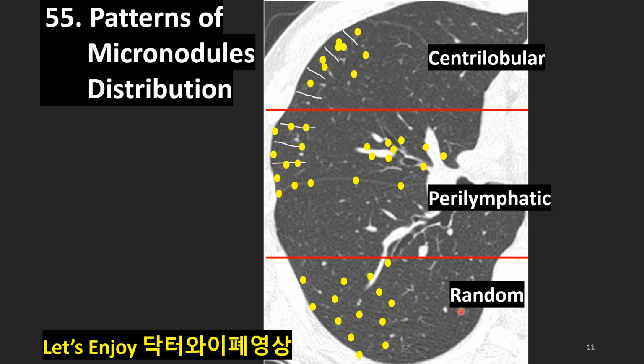And the last one, the random distribution, is actually combined centrilobular and perilymphatic. They show us pleural, centrilobular, septal, bronchovascular, everywhere. This is the random pattern.